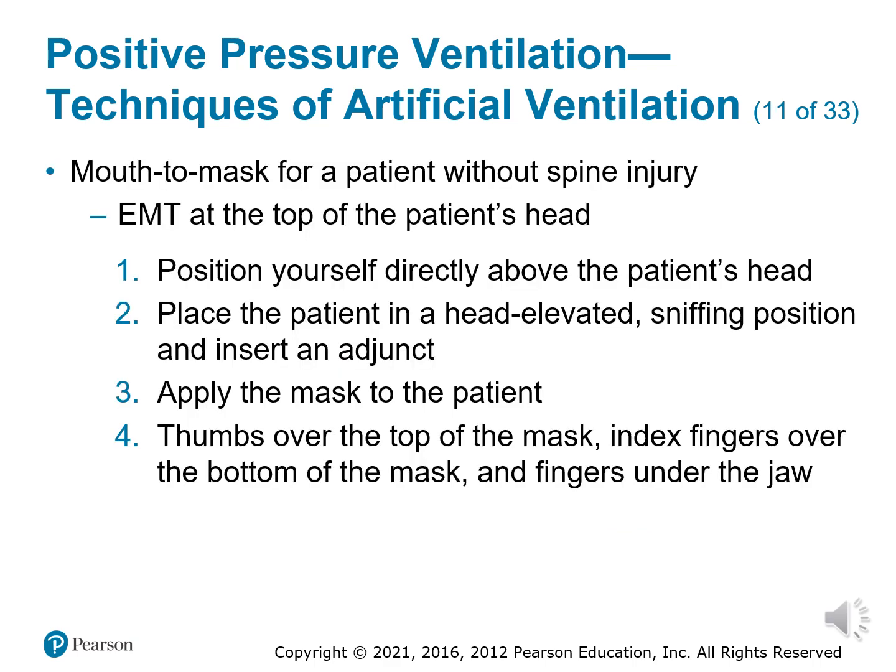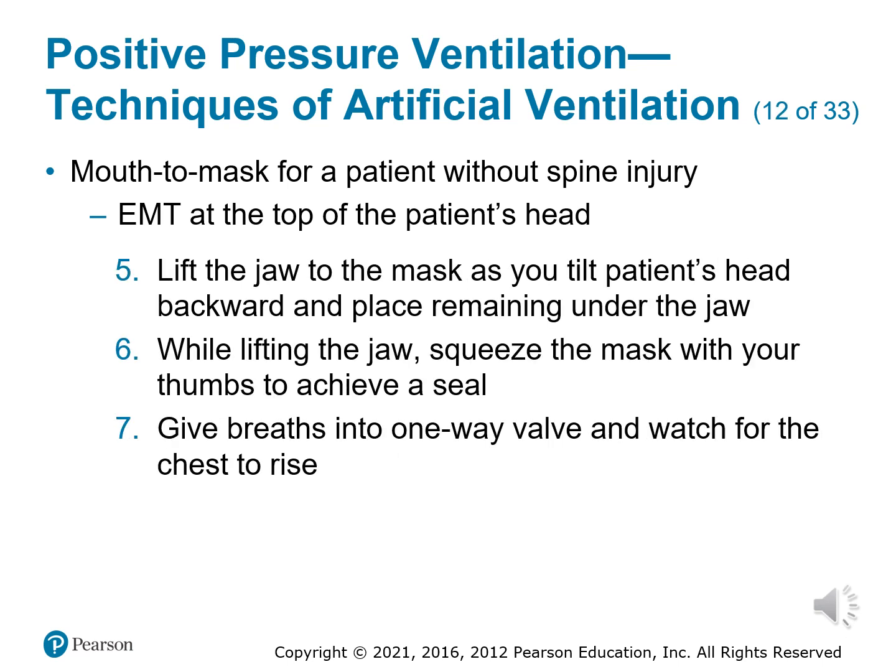With the mouth to mask for a patient without a spine injury, the EMT is at the top of the patient's head. You're going to position yourself directly above the patient's head, placing the patient in a head elevated sniffing position and insert that adjunct. You're going to apply the mask to the patient with the thumbs over the top of the mask, index fingers over the bottom of the mask, and the fingers under the jaw. Next, you're going to lift the jaw to the mask as you tilt the patient's head backwards and place the remaining fingers under the jaw. While lifting the jaw, you're going to squeeze the mask with your thumbs to achieve a seal. And give breaths into a one-way valve and watch for the chest to rise.